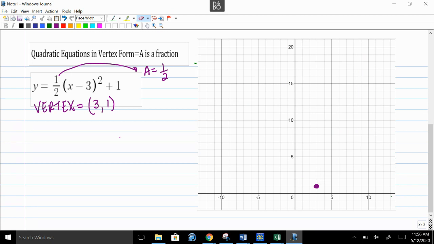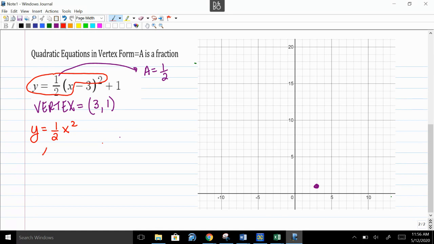The next thing we're going to do is take a look at our parent equation. Our parent equation here is going to be y is equal to 1/2 x squared. Now I'm going to show you two different things you can do here. It gets a little bit dicey when you have fractions. 1/2, like I said, is very easy.